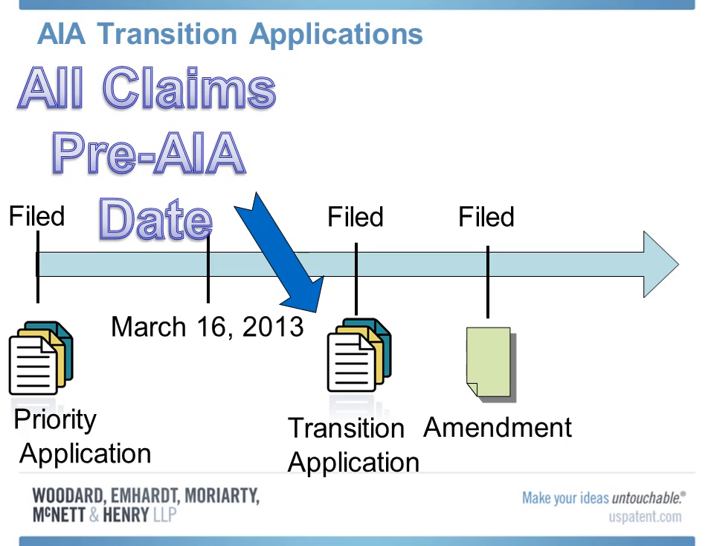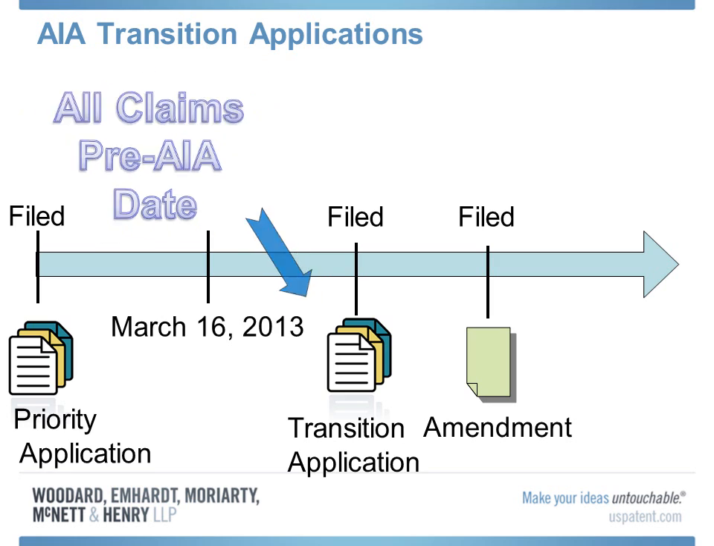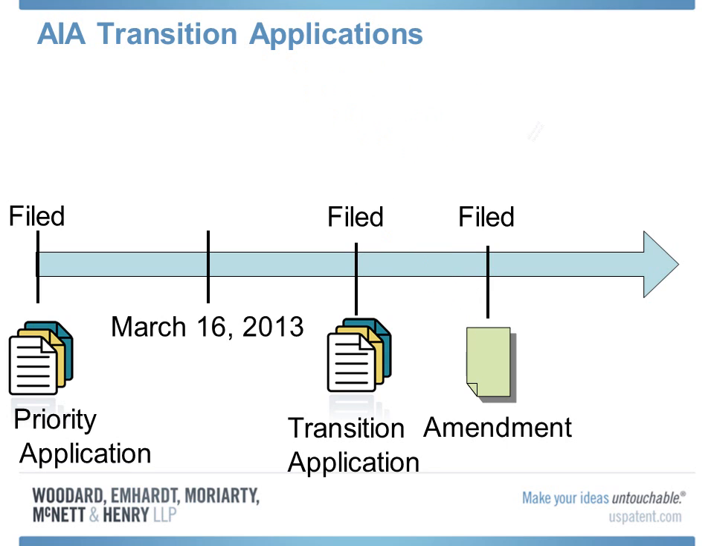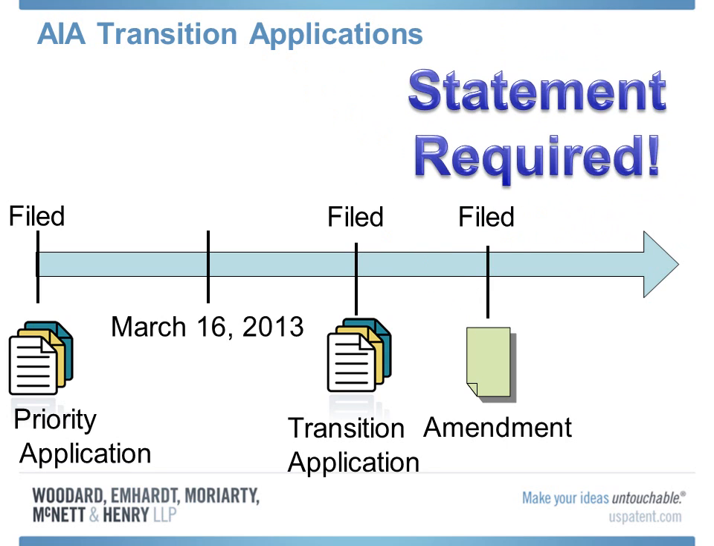Let's do another example. File the application. All the claims have a pre-AIA date. I go ahead and file an amendment with just one claim, one stinking claim, with a post-AIA date. I need to file a statement with that amendment at the time I'm making the amendment, assuming it's past 4 months. If not, if it's within the 4 months, then I have until 4 months from the filing date to file it. All right? Does that make sense? Hopefully this makes sense. Go through these examples.